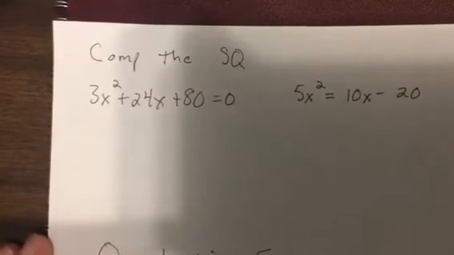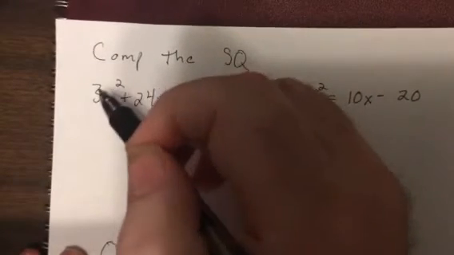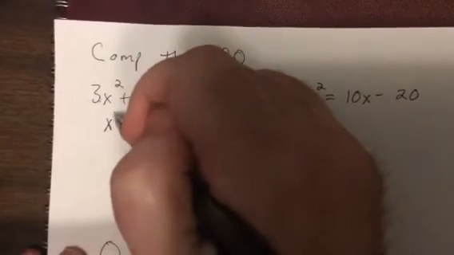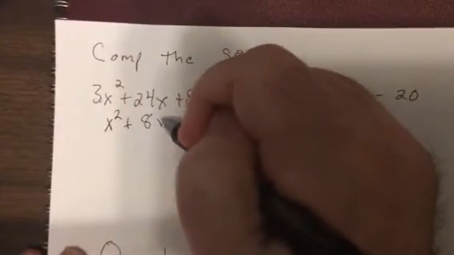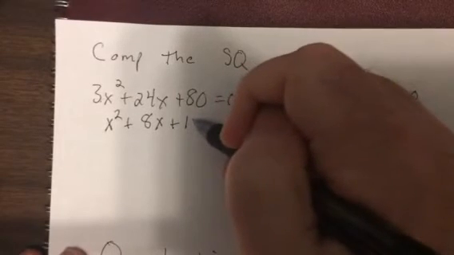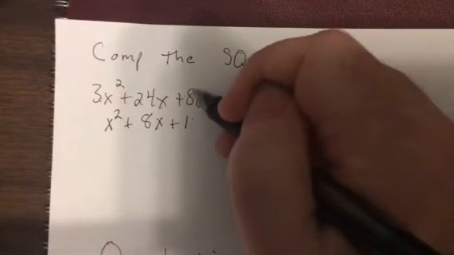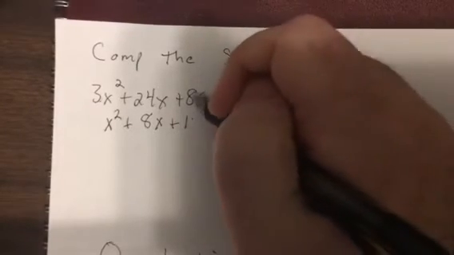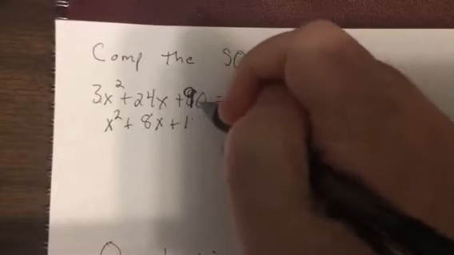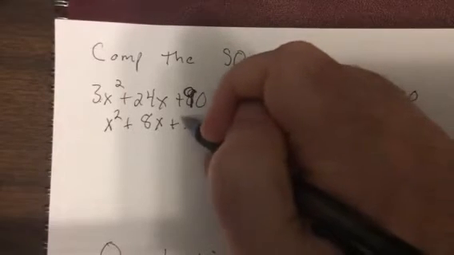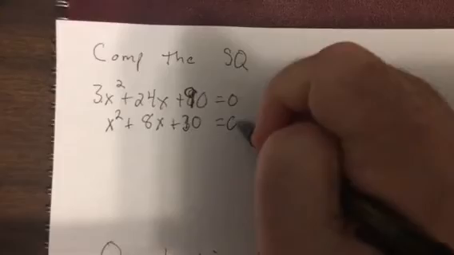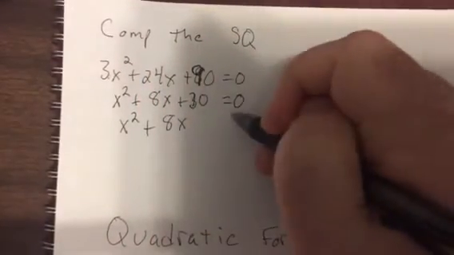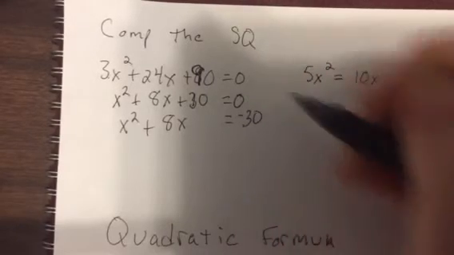Now, completing the square, the first thing you have to do is you have to have a 1x squared. If you don't have a 1x squared, it doesn't work. So I'm going to divide everything by 3. Uh-oh. Let's change this problem. I didn't want to have a nasty number like this. We're running out of time. So I'm going to change this to 90. I know. Get mad at me. So x squared plus 8x equals negative 30.